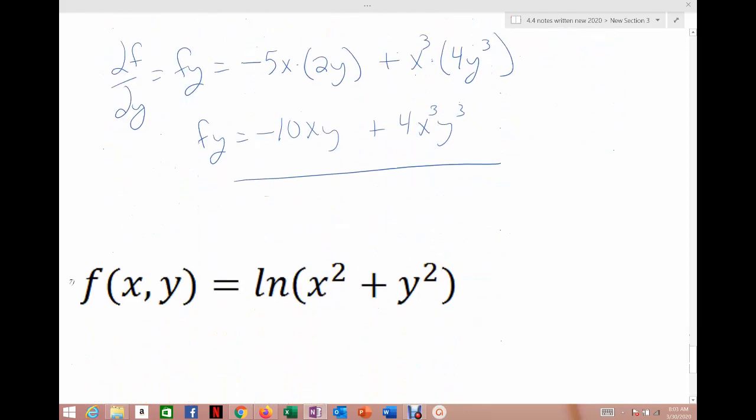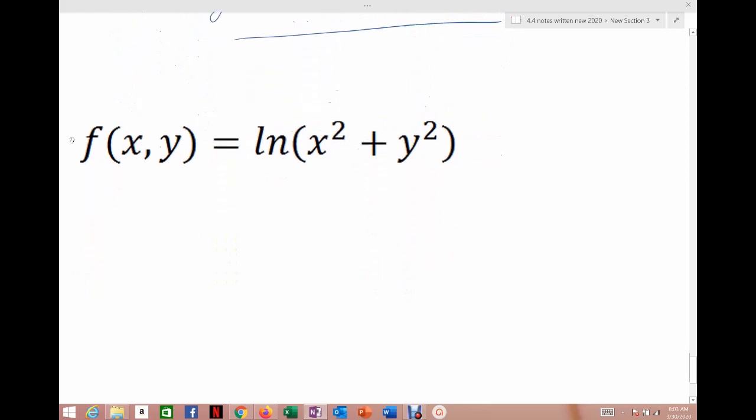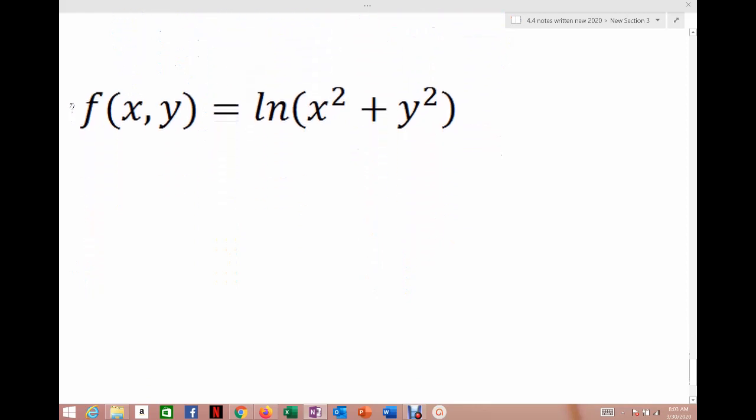Alright, the last one. So we've got a logarithm rule. We've got the natural log of x squared plus y squared. So I've got my log rule and the chain rule. So this is my natural log and my chain, because again, there's something other than just a single variable inside. There's obviously a function of x and y inside. So take the derivative with respect to x first. So f sub x.